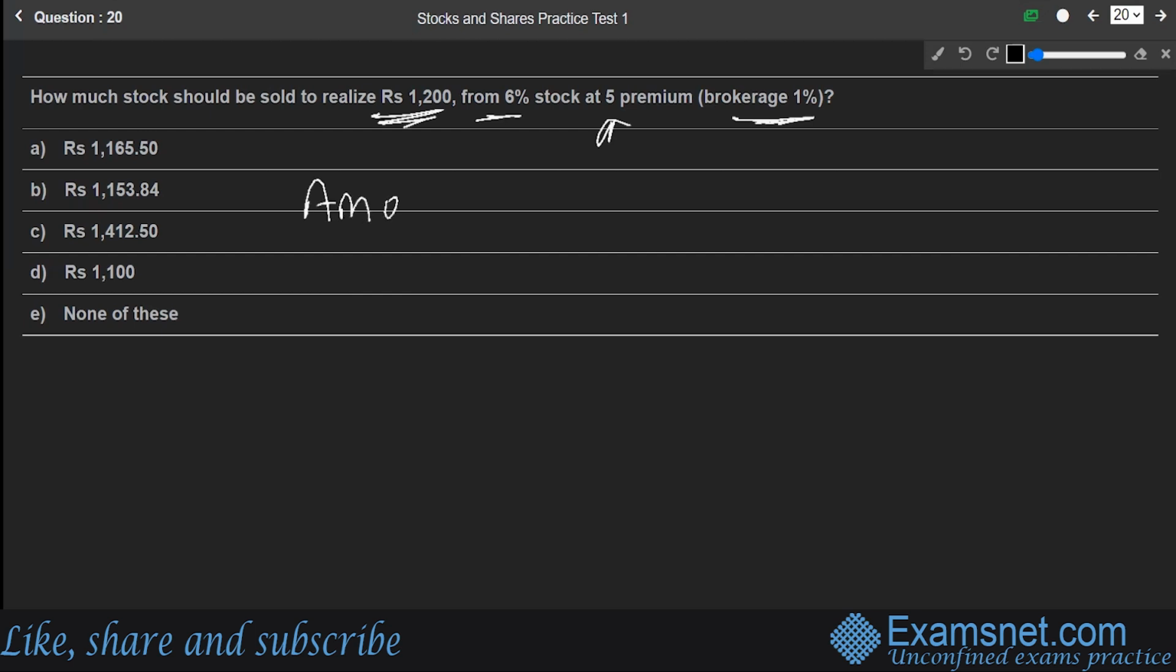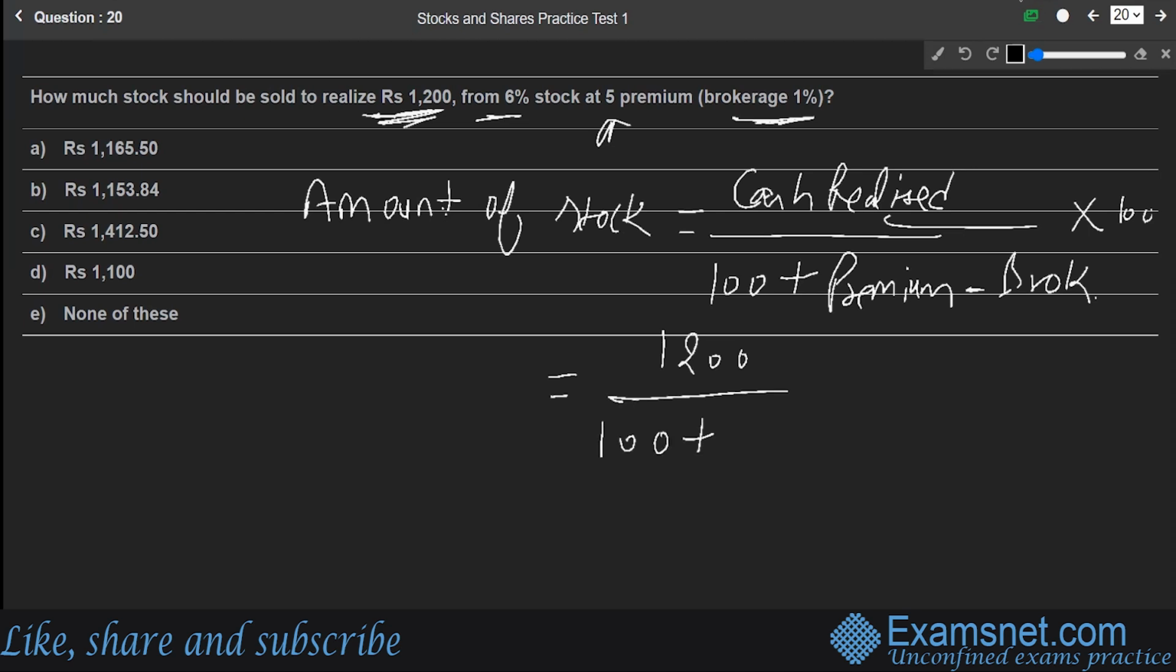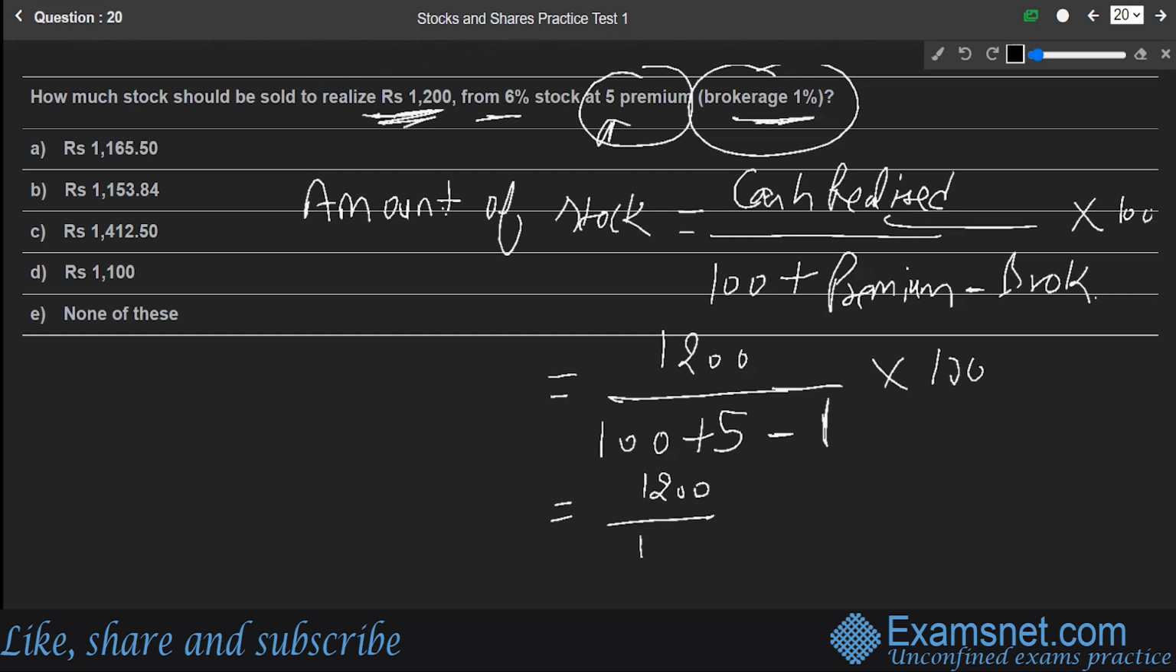All the values are given. We can simply use the formula. We have this formula: amount of stock is equal to cash realized divided by 100 plus premium minus the brokerage value into 100. So this particular formula can be used here in this situation. The ideal situation, all the values are already given. So let us put the value. The amount of stock can be found out as 1200, the cash to be realized, rupees 1200, divided by 100 plus how much is the premium value? They clearly mention 5 premium. So plus 5 minus how much is the brokerage value? They clearly mention 1%. We'll not convert this 1% into the normal value. We'll keep it as 1 only into 100. This is what we have to find out. So this becomes 1200 divided by 104 into 100.